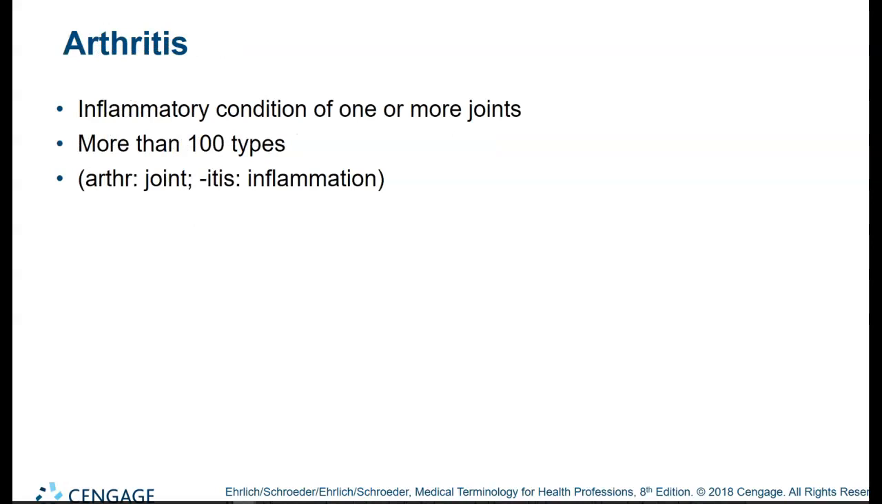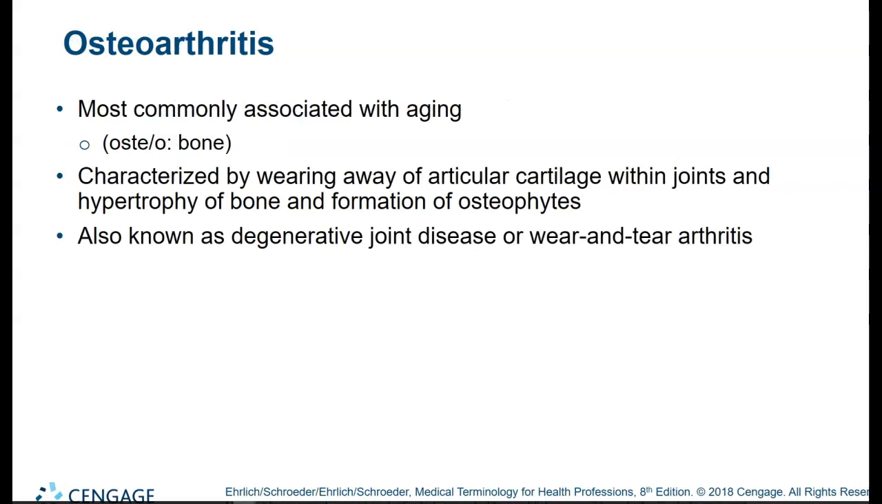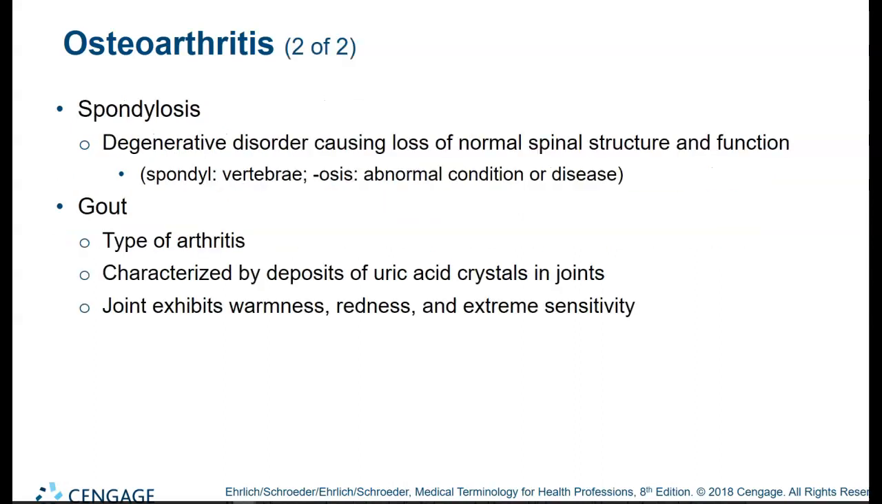Arthritis, there are so many different forms of arthritis. Osteoarthritis is the most common that is associated with aging. It actually wears away the articular cartilage in the joints, and we get bone against bone, and that's when we usually have to have a joint replacement at that point. Spondylosis, again, is a degenerative disorder causing the loss of spinal structure and function.